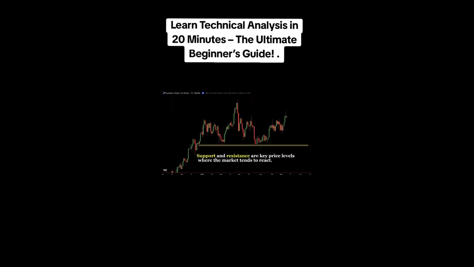Support and resistance are key price levels where the market tends to react. They act as invisible barriers that influence price movement, making them one of the most important concepts in trading. Support is a price level where the market stops falling and bounces back up. It represents an area where buyers step in, preventing the price from going lower.